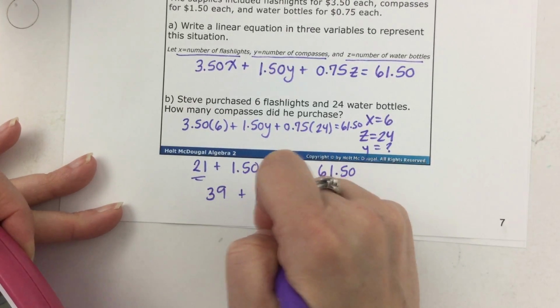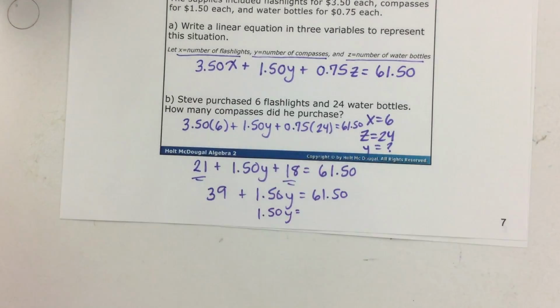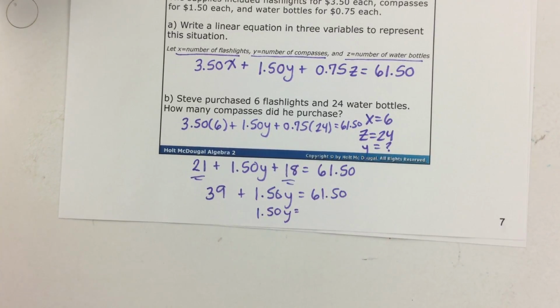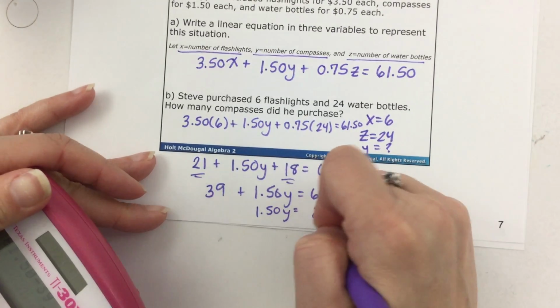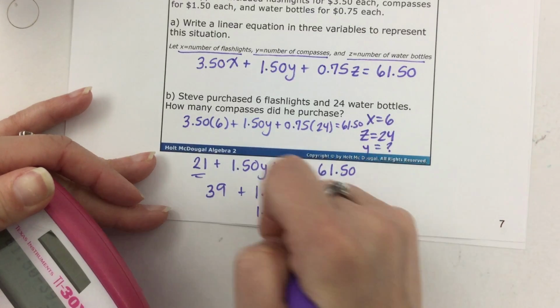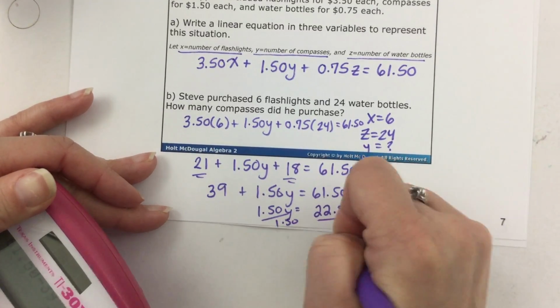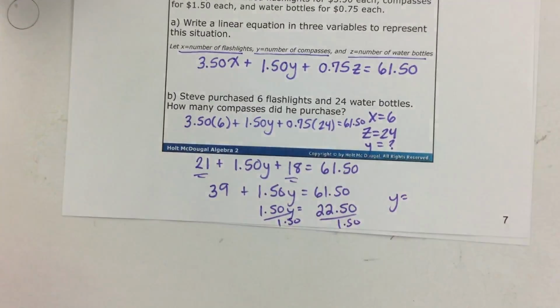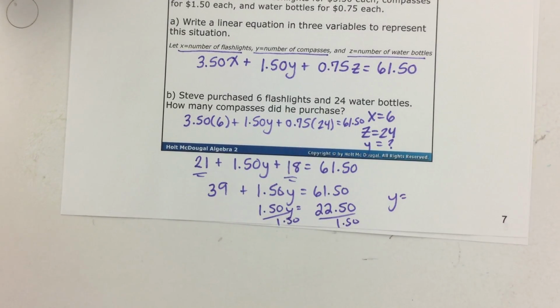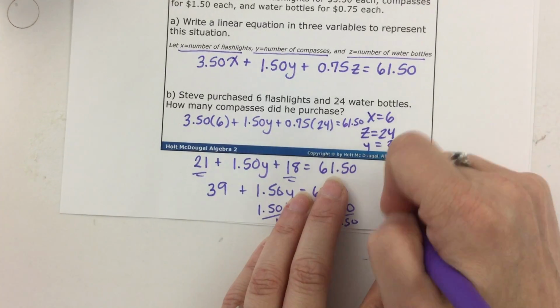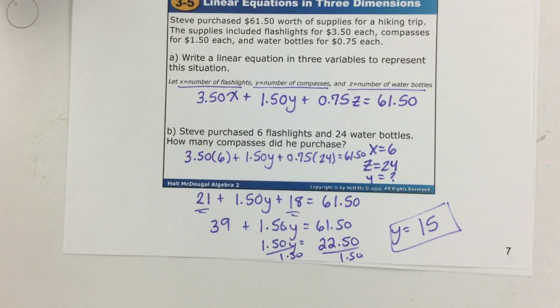Minus the 39 to the other side. So if I take 61.50 and I minus 39, I have $22.50. Go ahead and divide that by 1.50. So 22.50 divided by 1.50. Steve bought 15 compasses. He wanted to really make sure that he did not get lost on his hiking trip.